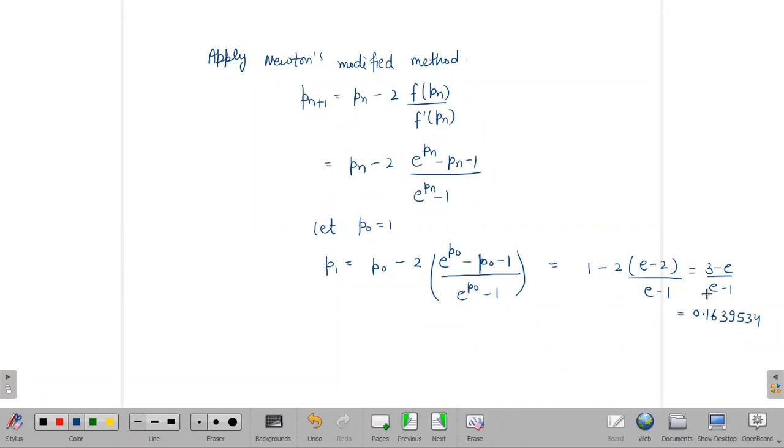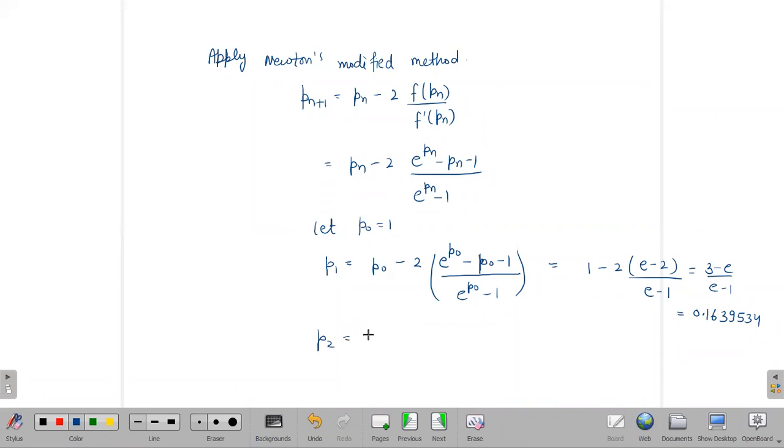Now its first iteration is 0.16. And if you remember, we applied the Newton method also in the same question, with the same initial guess, P naught is equal to 1. And in the first iteration, we got 0.6 something. We started from 1 and the first iteration was 0.5 or 0.6 maybe. And here you are getting 0.1. With initial guess 1, you are getting a first iteration of 0.1 here. So it should converge to 0.